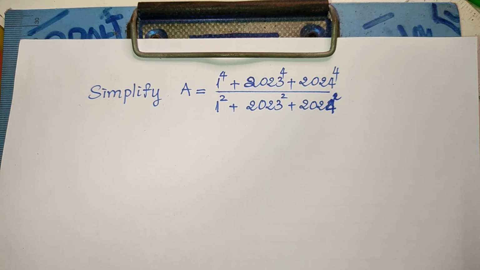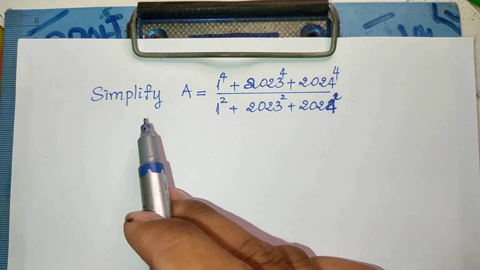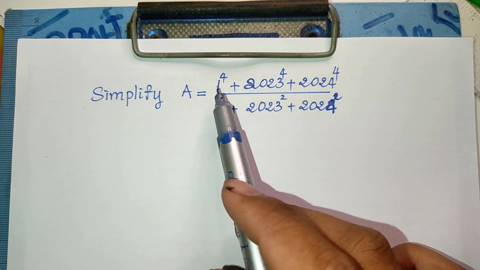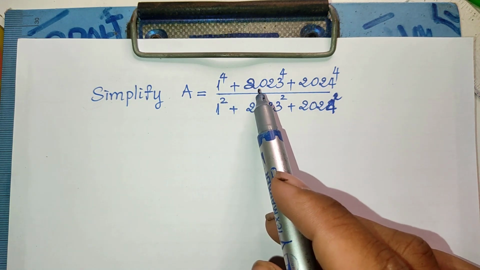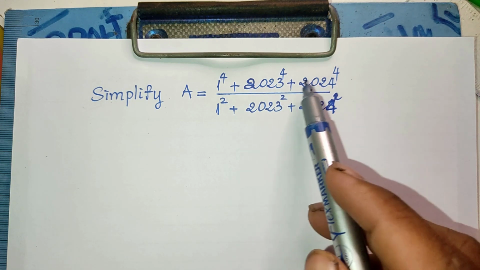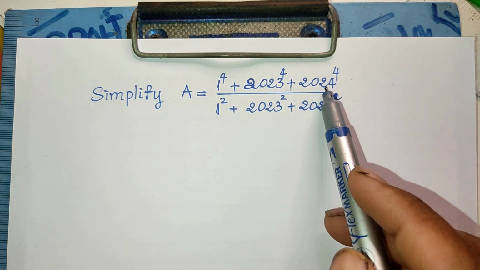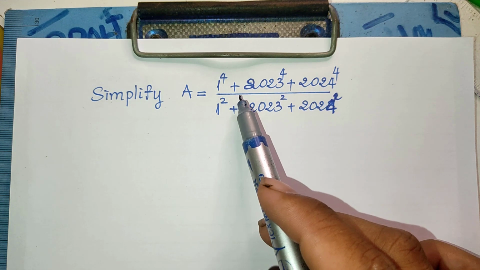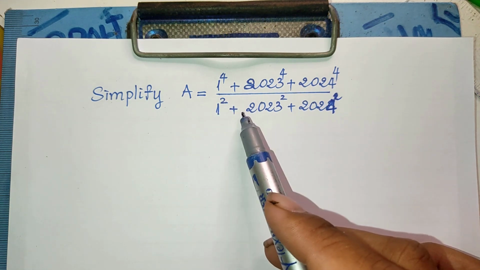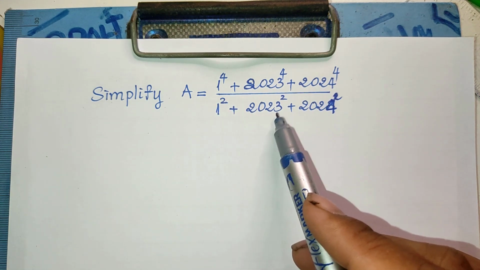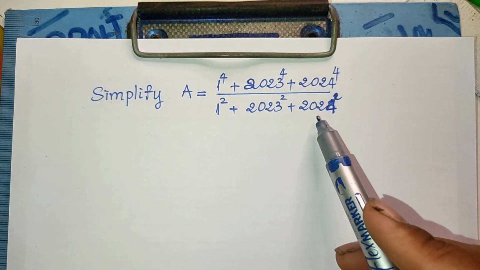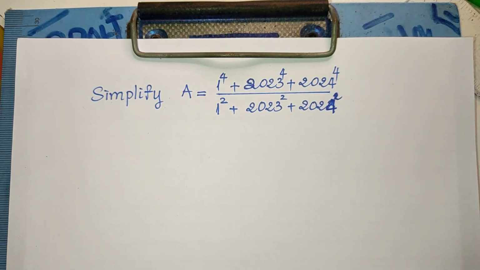Today I have one exercise: simplify the expression A equals 1 power 4 plus 2023 power 4 plus 2024 power 4, divided by 1 squared plus 2023 squared plus 2024 squared. Do you know how to solve this? If you know, please do it. When you have done it, please come back to watch my video from beginning to end to verify your solution.